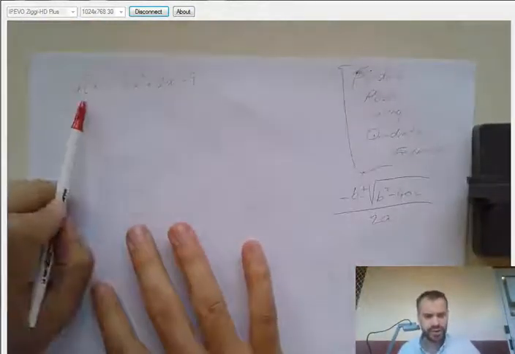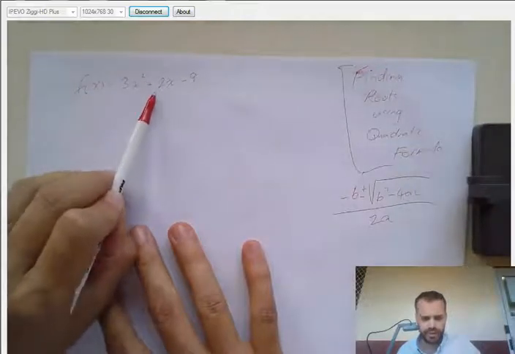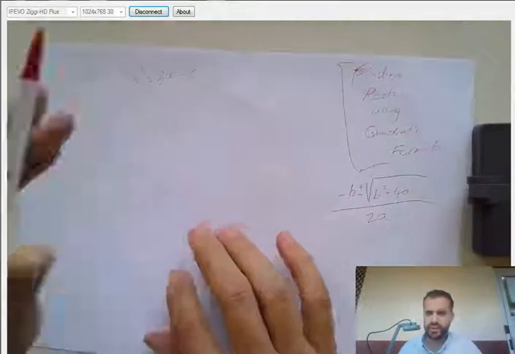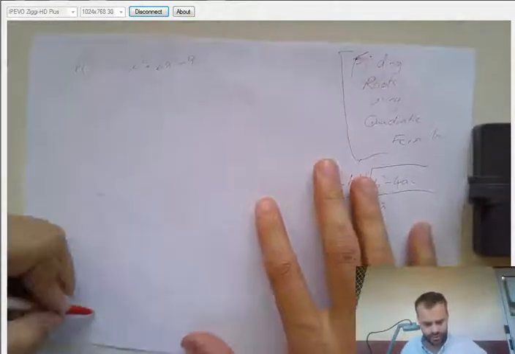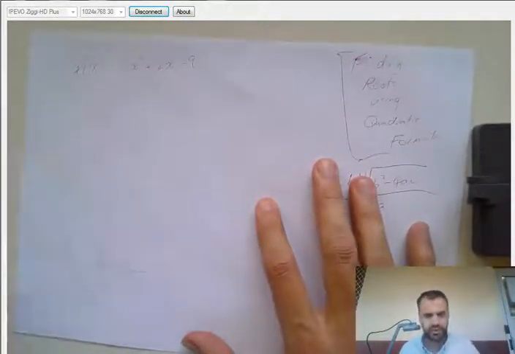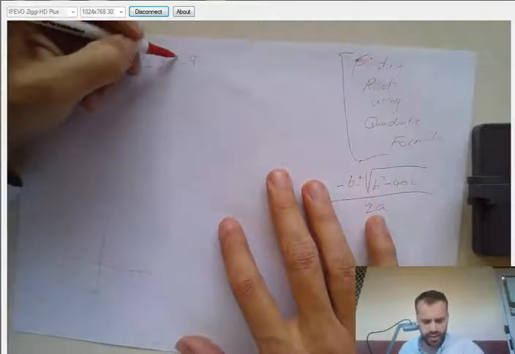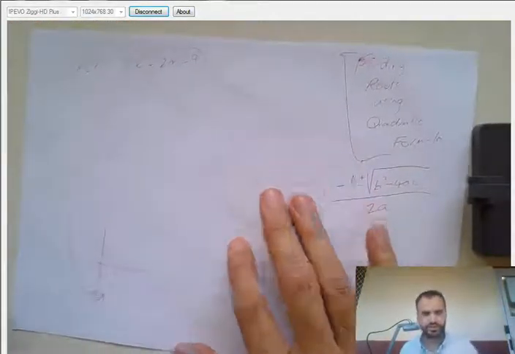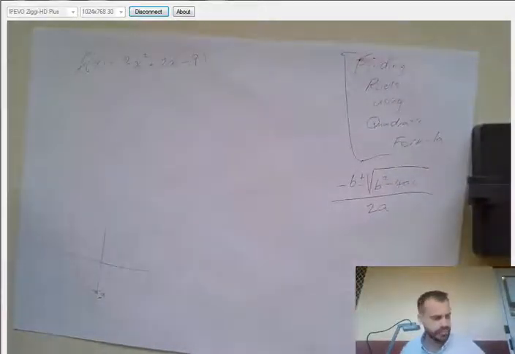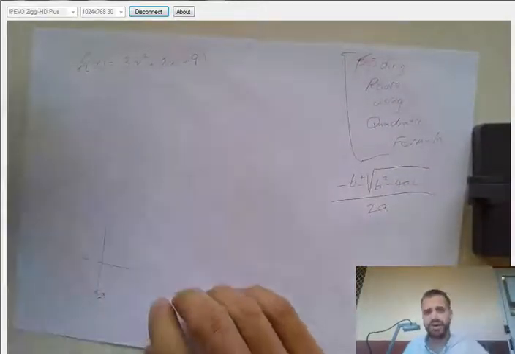Now I've got a function here, f of x equals 3x squared plus 2x minus 9. This is a quadratic, it's a parabolic function, so it's going to look something like this. Our y-intercept is given by the c value, so we know it's going to pass through negative 9 here. We don't know much else about it, but we can find the roots.